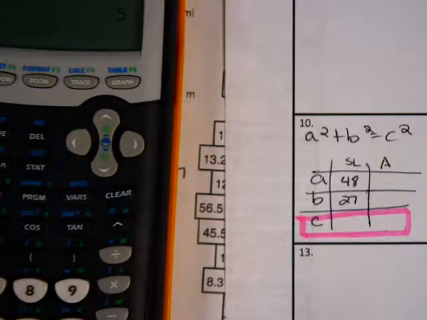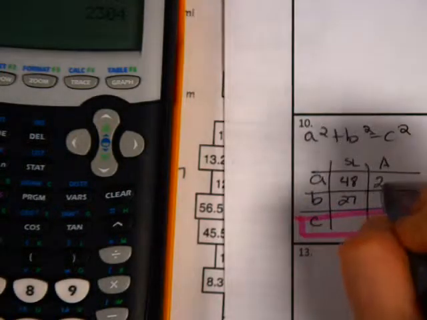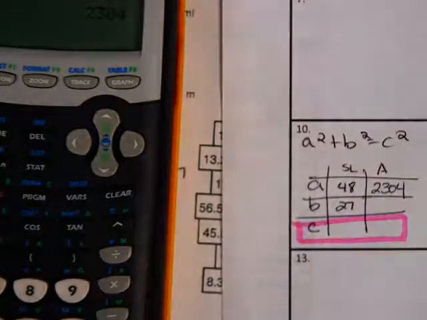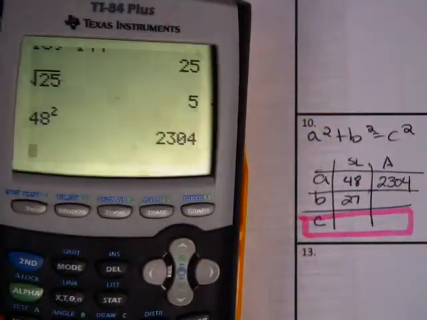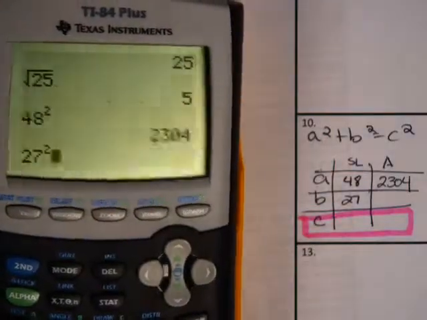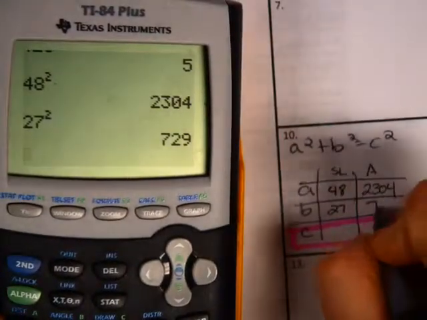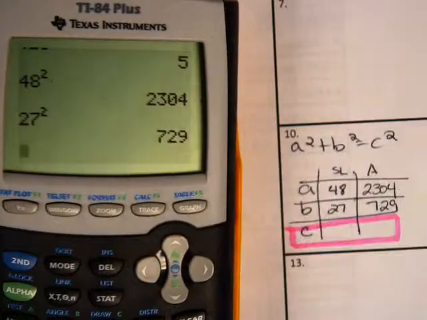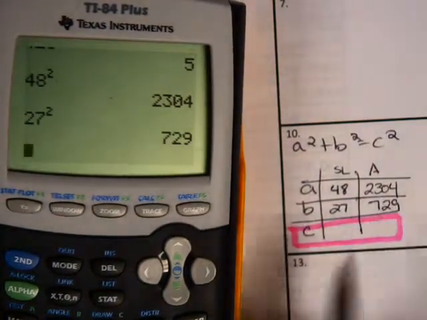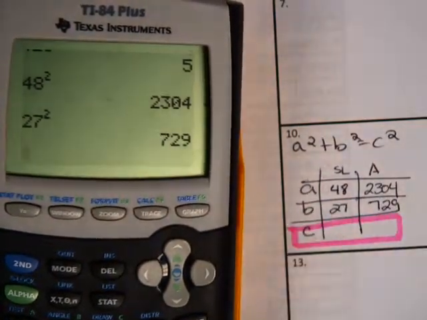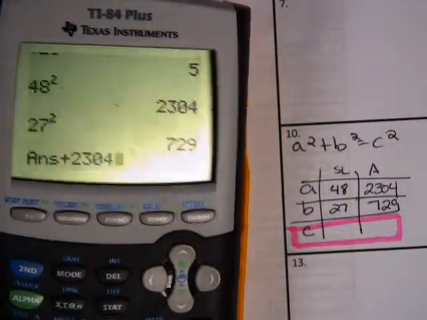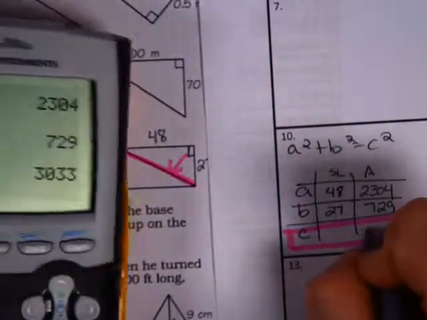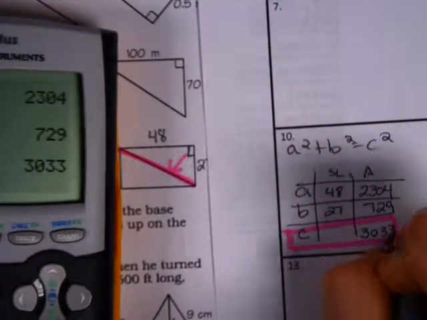Got to square them. 48 squared is 2,304. 27 squared is 729. And we have to add those numbers up when you're finding c. So you have to add them, and your answer is 3033.